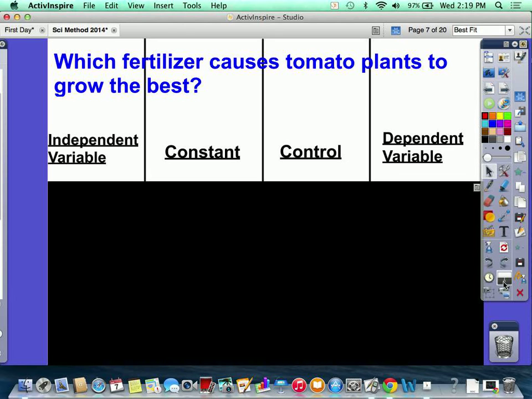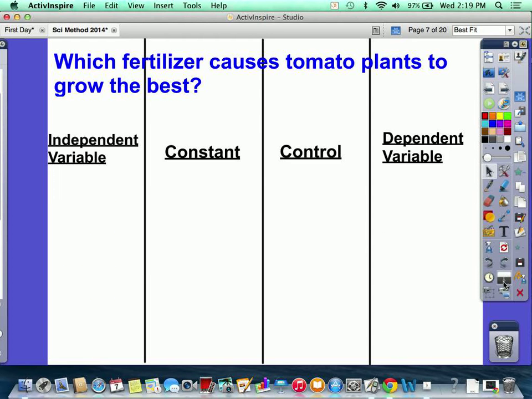So as we think about these things, we're going to start off with our independent variable.